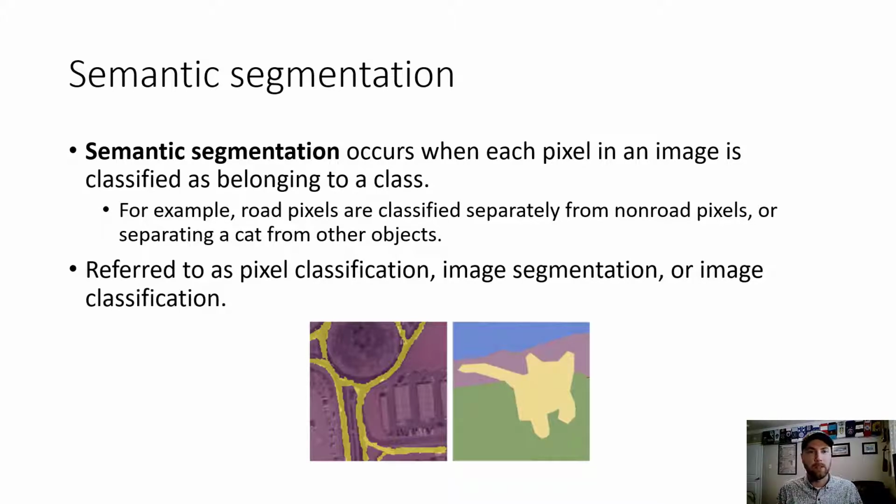Semantic segmentation. This is also similar to what we've done in the past as well, with obviously machine learning techniques, not deep learning. So this occurs when each pixel in an image is classified as belonging to a class. For example, road pixels are classified separately from non-road pixels, or separating a cat from other objects, like in the background and foreground. So we did this with our permeable versus impermeable lab. We're able to identify based off of spectral signature. And that's one way of doing it, but also there are ways of segmenting the landscape based off of shape, texture, and other elements. So this is referred to as pixel classification, image segmentation, or image classification.